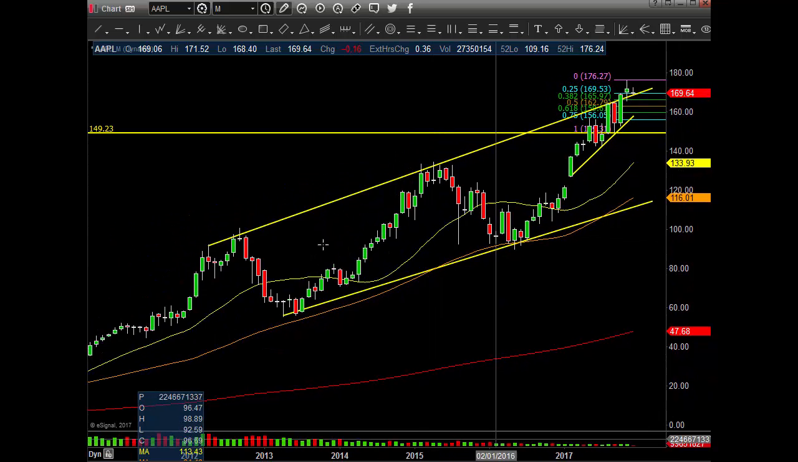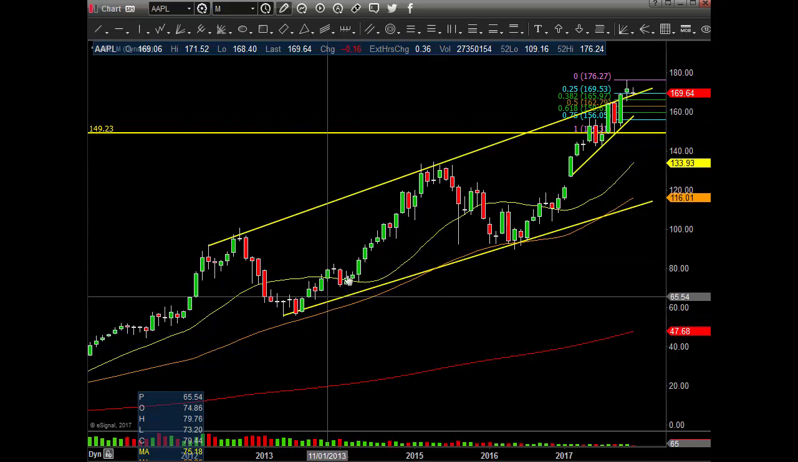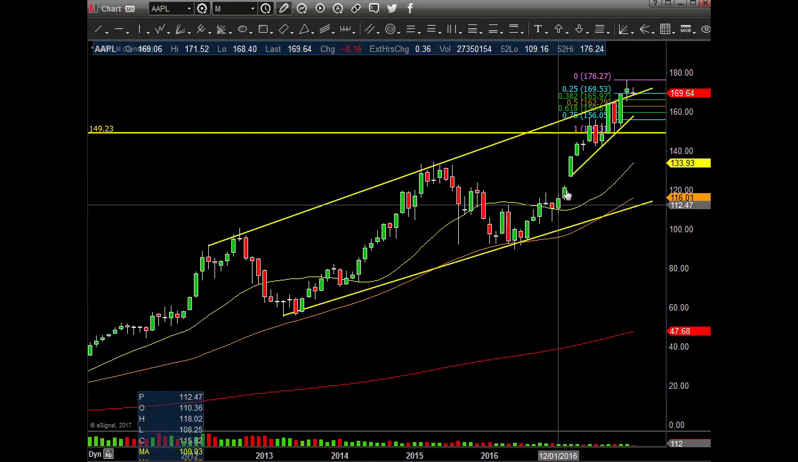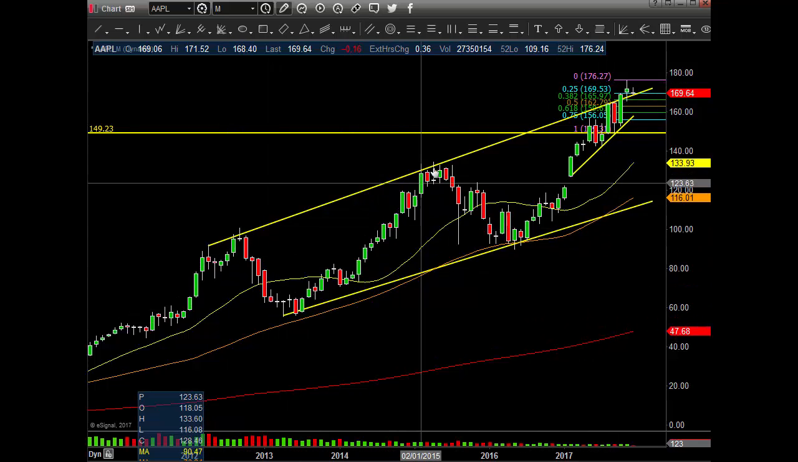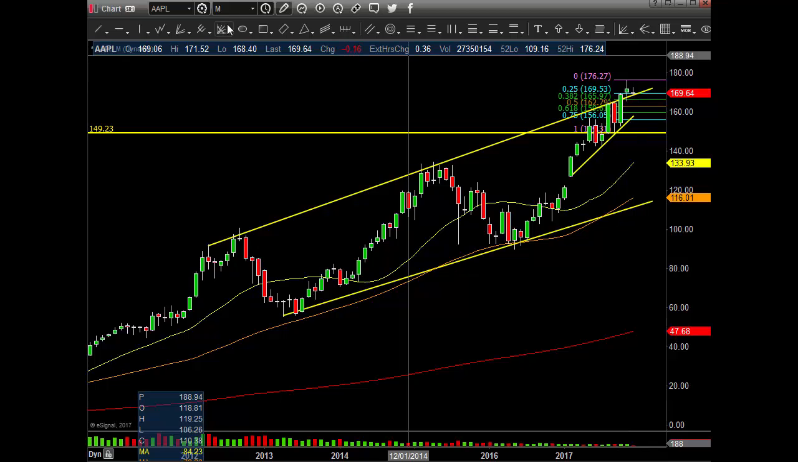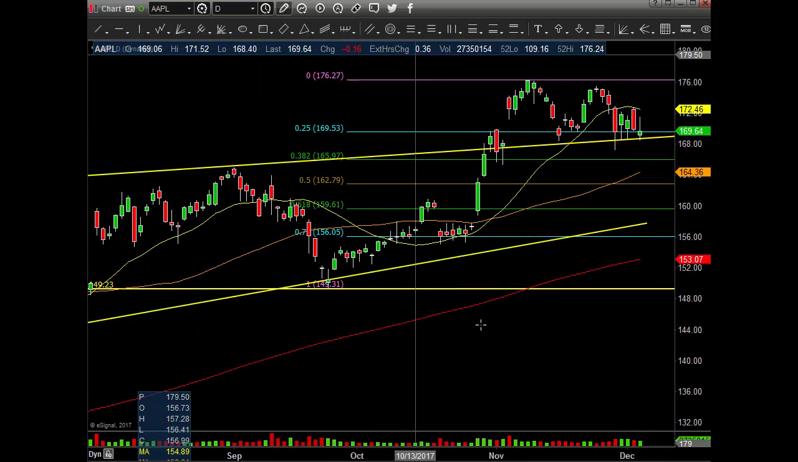But I wanted to start this video just showing you the nice resistance. And look at the symmetry in this chart, guys. Markets love symmetry, or even stock charts love symmetry. So we'll see what happens here. Let's go into the daily time frame, a little bit more short term.